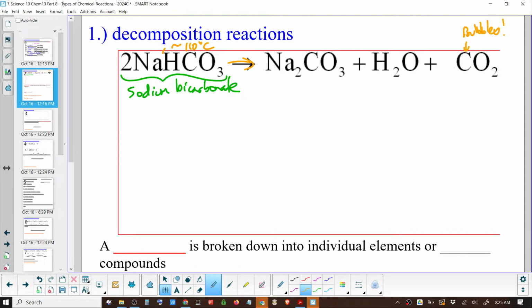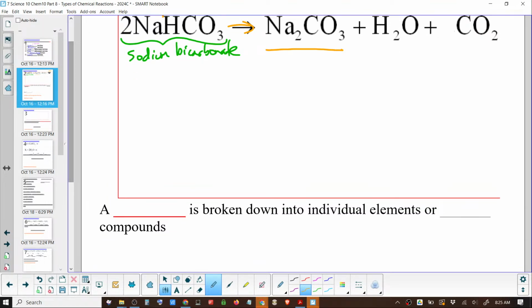Some people still prefer the ammonium compounds to give their food bubbles, because you're left with this, and sodium carbonate actually doesn't taste very good. But the little tiny teaspoon that's in there, most people don't notice unless they're very, very careful. This is a decomposition. So a decomposition is a compound that is broken down into individual elements or smaller compounds.